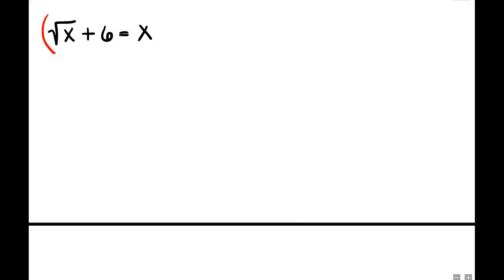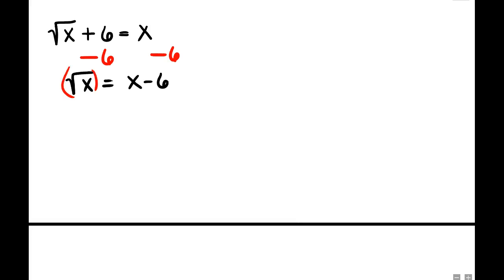If you were thinking of a rule to this, what you want to do is isolate your square root before you square both sides. Because if it is not isolated, you're just going to end up with it right back when you do your distribution. So the first thing you should do is subtract 6 from both sides of the equation. Now we have the square root of x is equal to x minus 6.